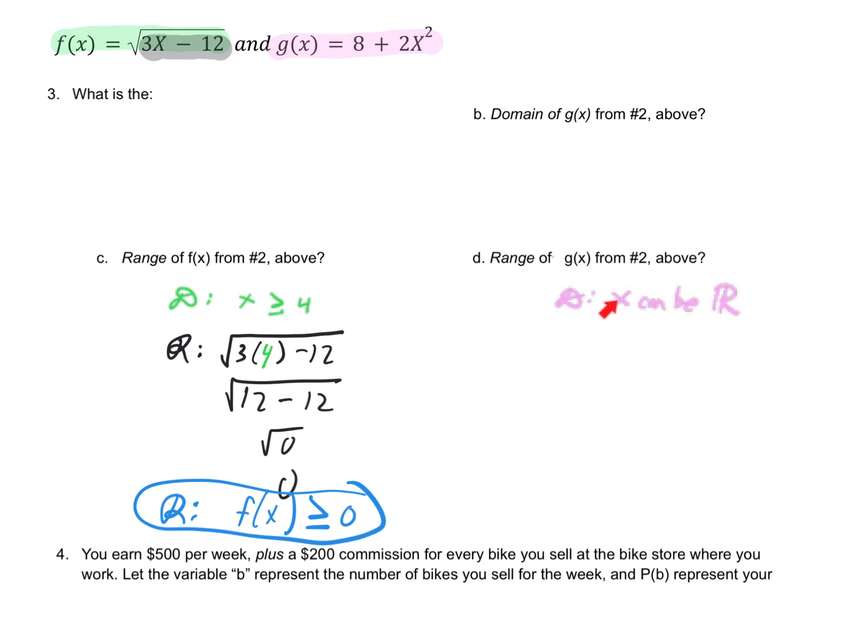All right, let's take a look at g of x, which is this function. Well, ask yourself what can come out of this function. What can go in can be anything, but what comes out?